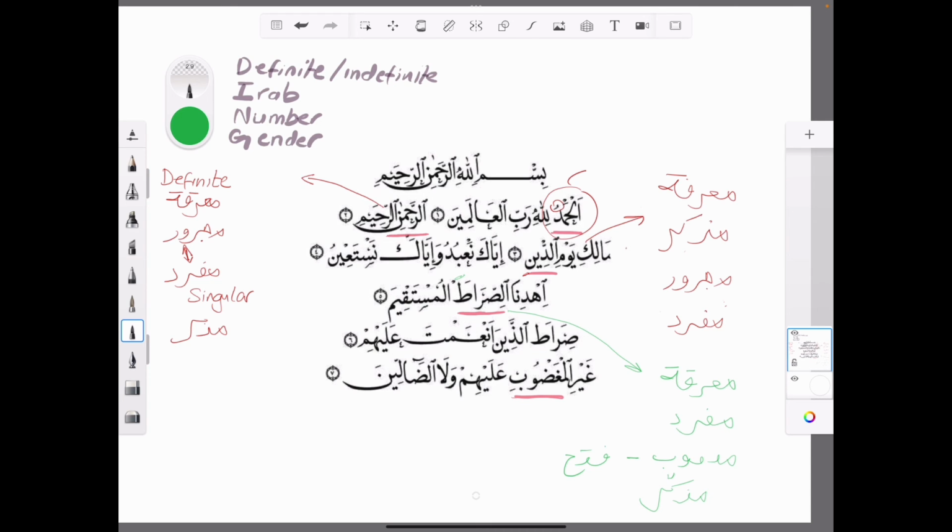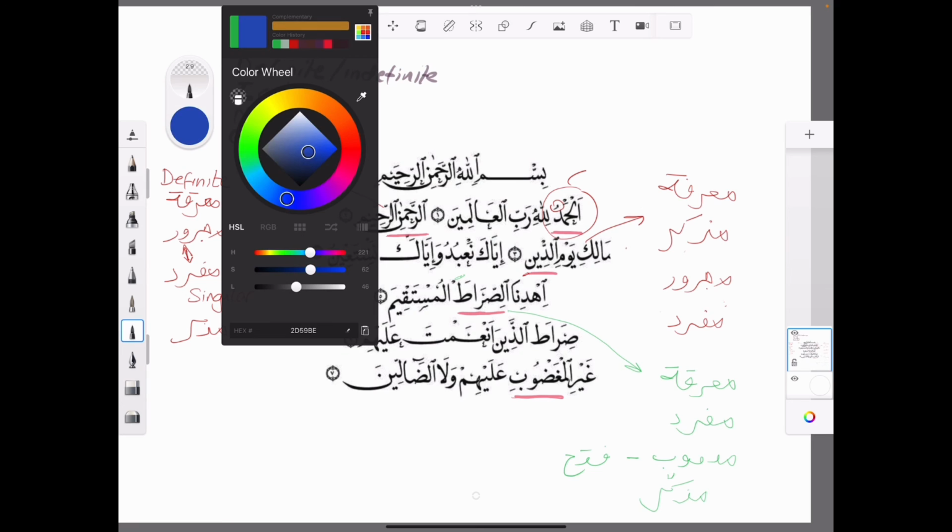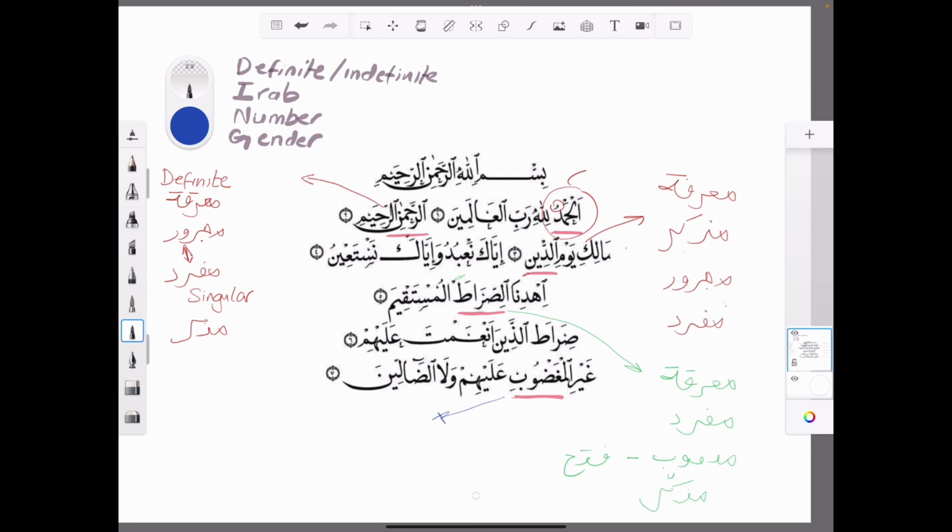Alhamdulillah. The final one, I'll just do this in blue for you. Al-Maghdub. So let's do what we know already. Al-Maghdub has alif lam, so we know it's definite. So it's going to be ma'rifah. So we've done that. Al-Maghdubi, right? You can see here it's got a kasra on it. But we also know that it's singular, so it's mufrad. Al-Maghdubi is mufrad.